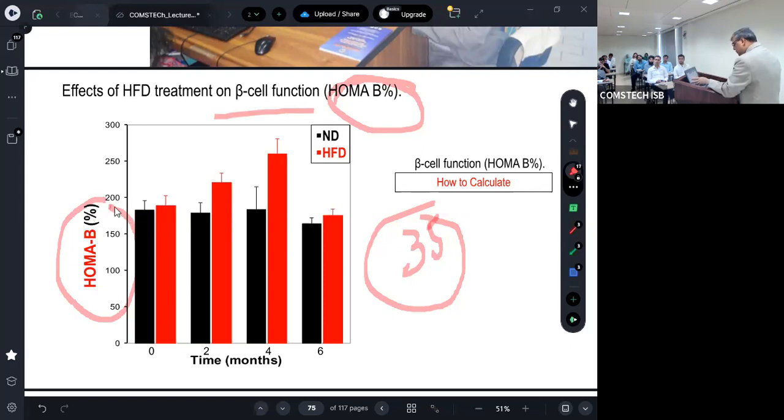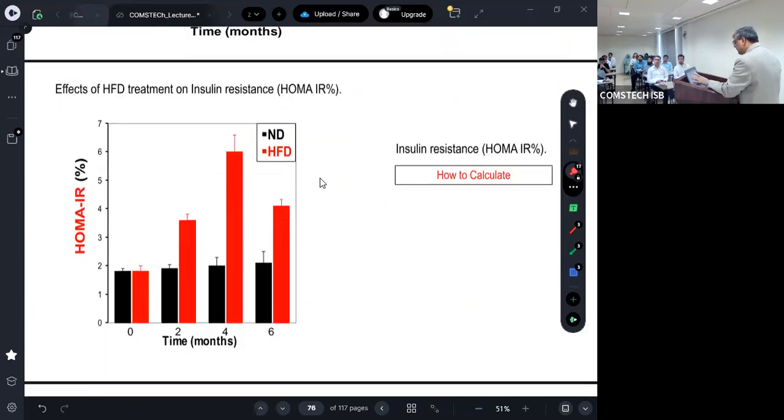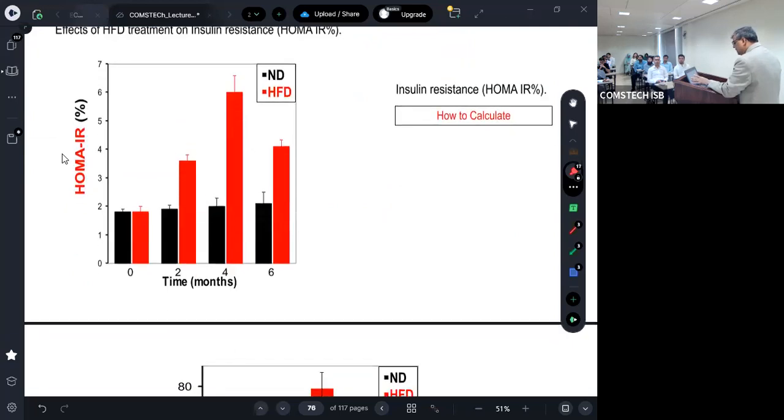We see it here. The control and the high-fat diet, the beta cell function is more or less similar. Here HOMA-IR, insulin resistance. Here the control is clear. Here the high-fat diet gives insulin resistance. Okay, by seeing insulin, we can get some idea. By doing the insulin to glucose ratio, we confirmed. By seeing the HOMA-IR, sure, yes, it is insulin resistance.